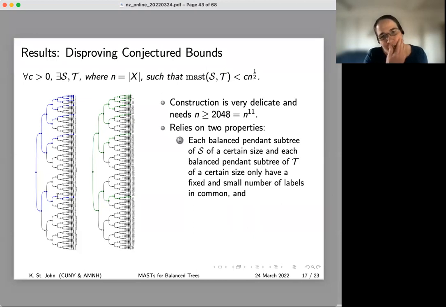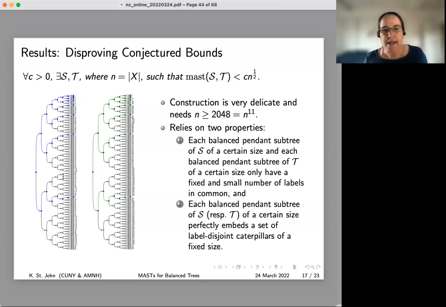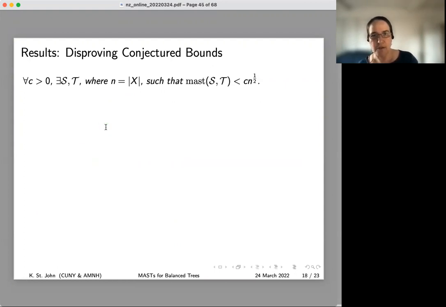So first, we're going to arrange it so that two pendant subtrees only have a small overlap. And the other thing we're going to do is look at caterpillars, which have very small overlap in general. So we'll arrange it so that any two subtrees only have a fixed number of things in common. And those fixed things tend to be caterpillars, and so add very little to our mast. Okay, so how do we do this?